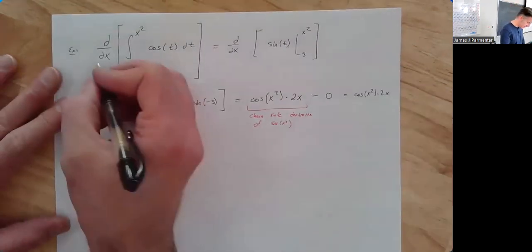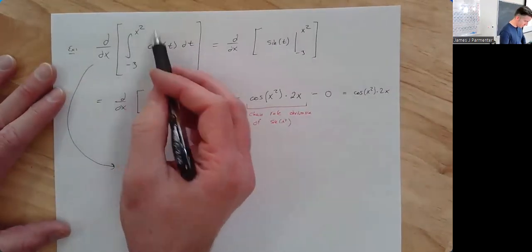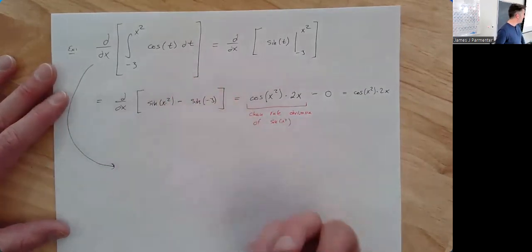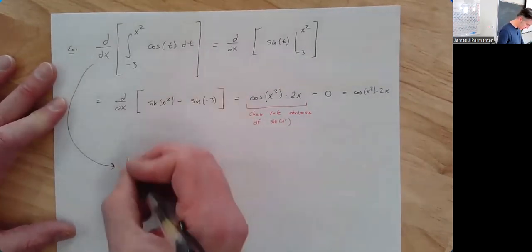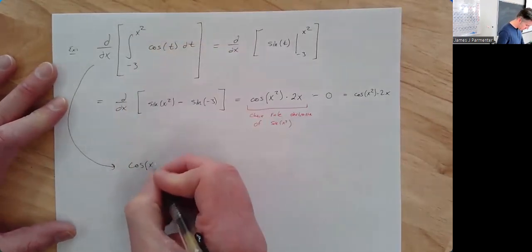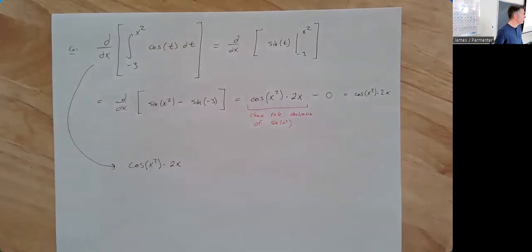Or the short way of seeing this is you plug in whatever this function of x is for every t, and then you multiply by its derivative. So I'm just thinking of saying, okay, I'm going to get cosine of, plug in x squared for t, then multiply by the derivative of x squared.